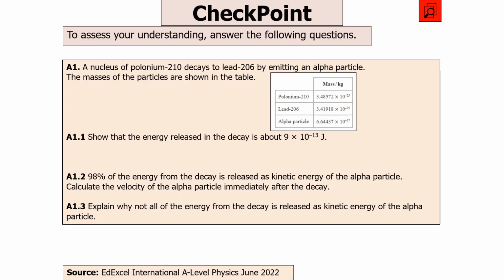The next question says, a nucleus of polonium-210 decays to lead-206 by emitting an alpha particle. The masses are shown in the table. Show that the energy released in the decay is about 9 times 10 to the minus 13 joules. 98% of the energy from the decay is released as kinetic energy of an alpha particle. Calculate the velocity of the alpha particle immediately after the decay, and explain why all the energy from the decay is released as kinetic energy of the alpha particle. So pause the video now, then unpause the video when you want to go through your answer.